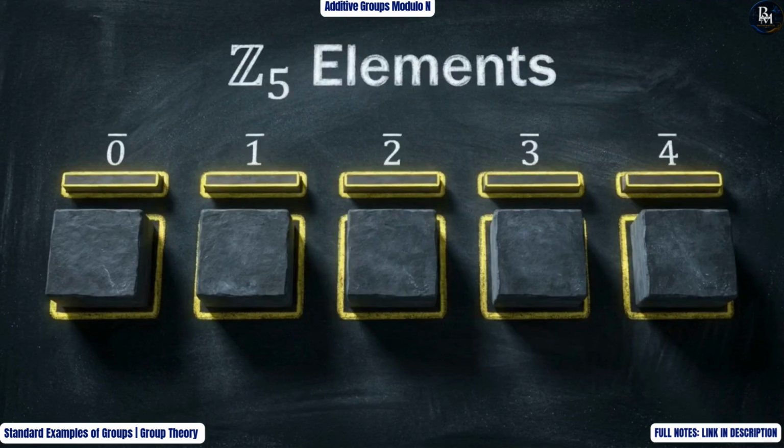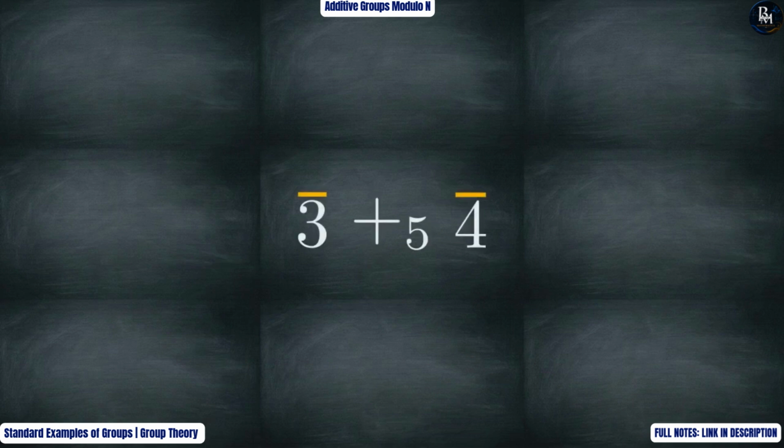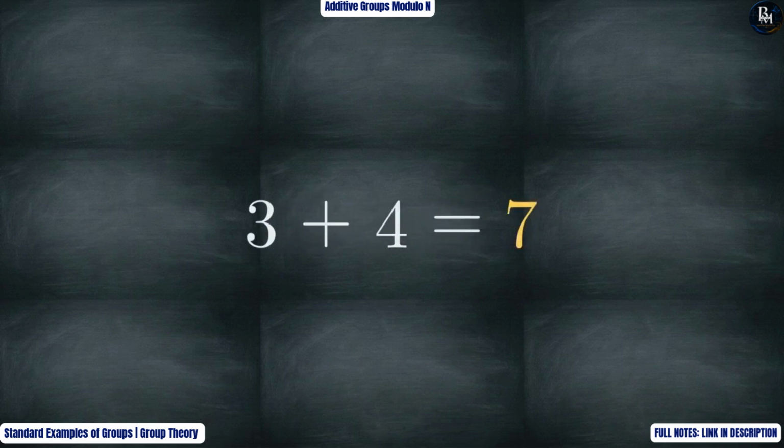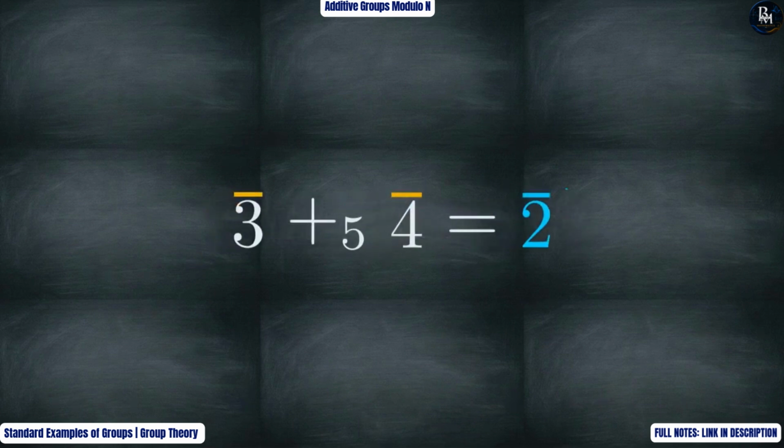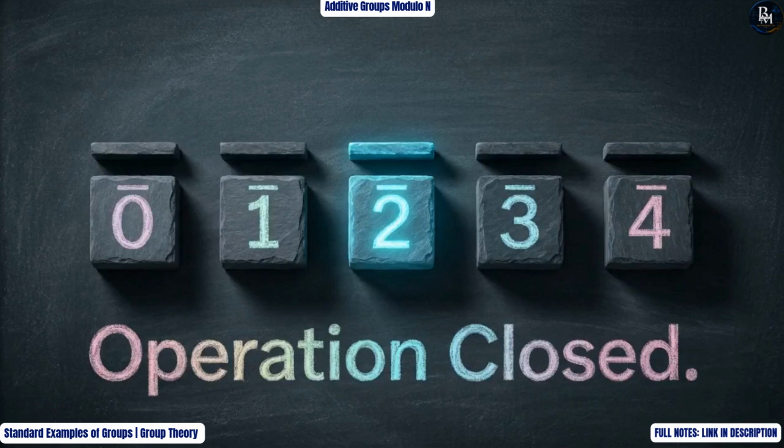Consider this operation within Z5, the set of residue classes from 0 bar through 4 bar. When adding the classes of 3 and 4, the integer sum is 7. Since 7 leaves a remainder of 2 when divided by 5, the result is the residue class of 2. Because the result, 2 bar, is an existing element of Z5, the operation stays perfectly within the set, fulfilling the requirement of a closed binary operation.